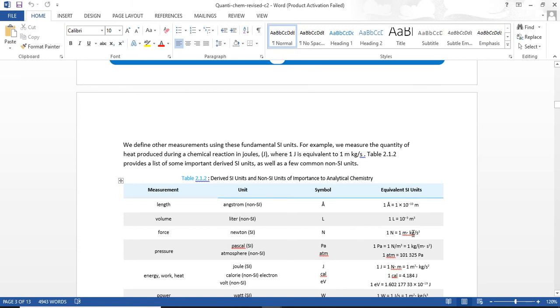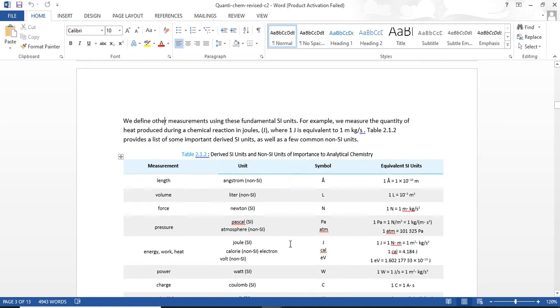Then for pressure, the common measurement is the Pascal, that is the SI unit, and the non-SI unit is the atmosphere. The unit for Pascal is capital P and small letter a, and for atmosphere it is ATM. Every 1 Pascal is 1 Newton per meter square, and it is also equal to 1 kilogram per meter second square.